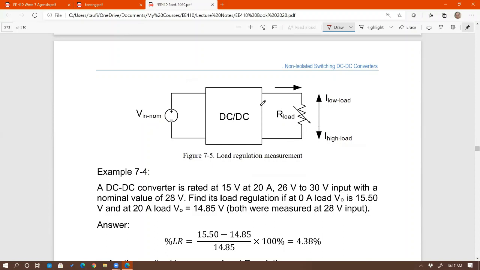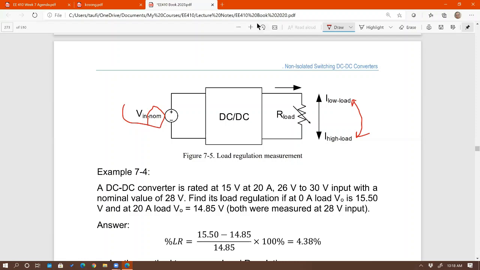Here's the diagram to show you what you need to do for load regulation measurement. V in is at nominal value, right there. So keep that at nominal value at all times. And then what you do here is change the load right there. In our case, in the power electronics lab at Cal Poly, we would change the electronic load setting from low load to high load. This is actually backwards. Sorry about that. The low should be down there, the high should be up there. You get the idea.